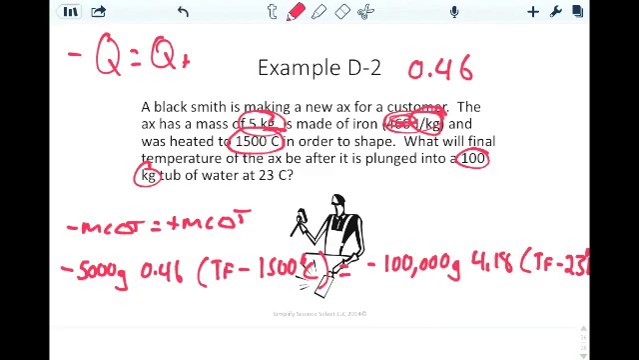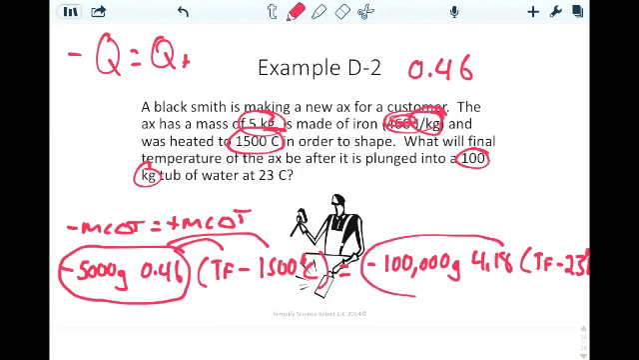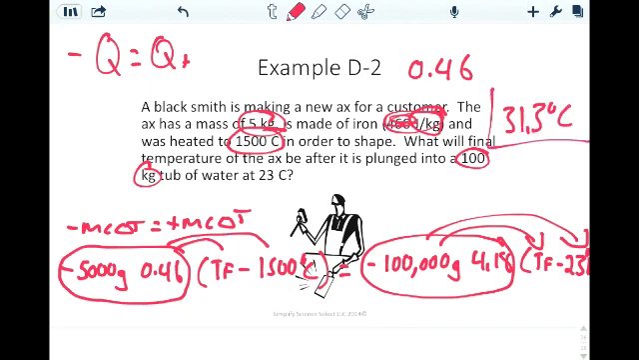And from here, what we'll do is we'll multiply those, distribute to everything within the parentheses, and then we will solve for our temperature final. And when we solve for our temperature final, we should get something right around 31.1 degrees Celsius.